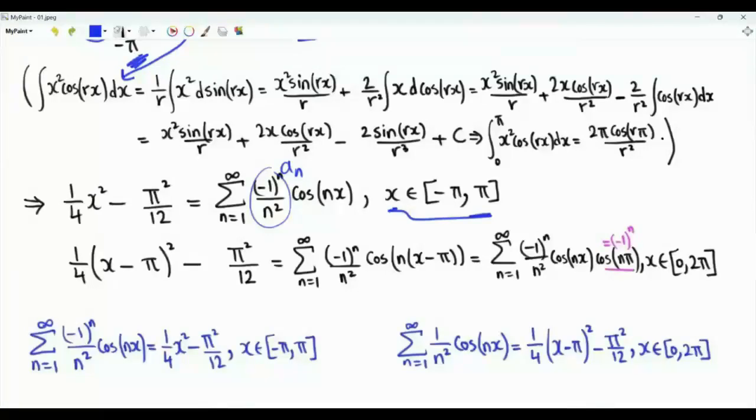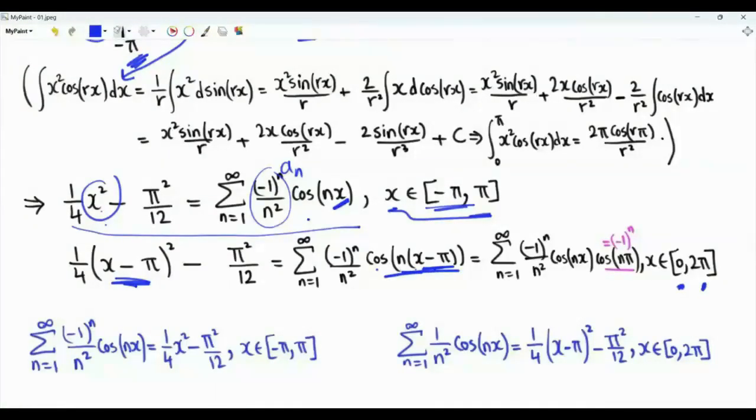We also need a shifted version of this identity. Replace x on the left-hand side and right-hand side by x minus pi. In this case, we get an expression that is valid for x between 0 and 2 pi. This x squared becomes x minus pi squared. We also have cosine n(x minus pi) here.